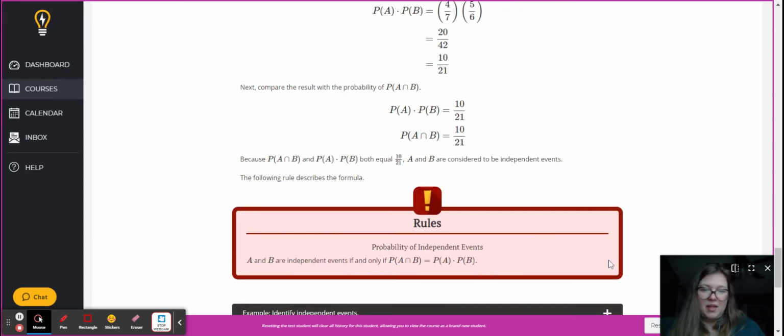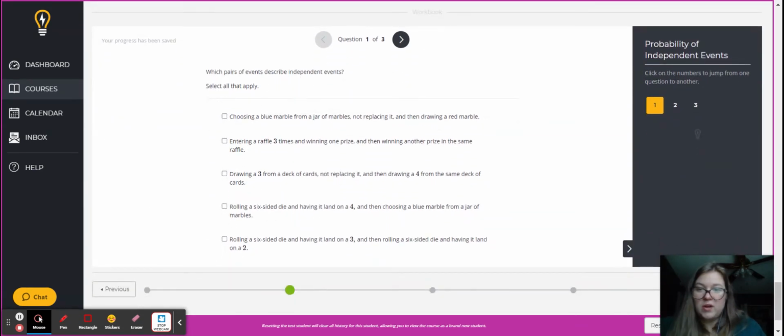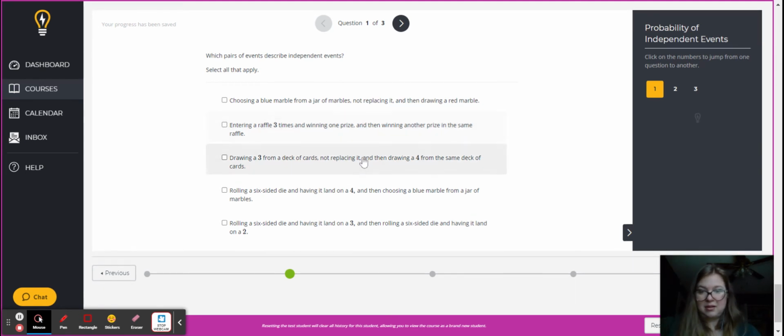So we go like this for the example. Here is which pair of events describe independent events. Remember, we want it with replacement or things that don't affect the other one. Choosing a blue marble from a jar of marbles, not replacing it, that means that is dependent. Entering a raffle 3 times and winning a prize. Well, if you win a prize, they're not going to put your name back in the hat. So not independent. Drawing a 3 from the deck of cards, not replacing it.